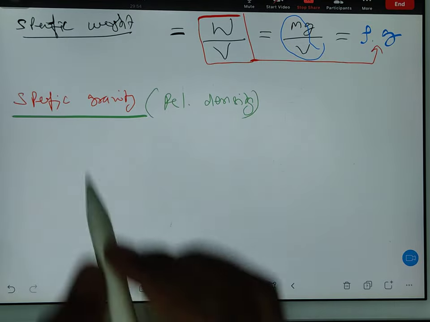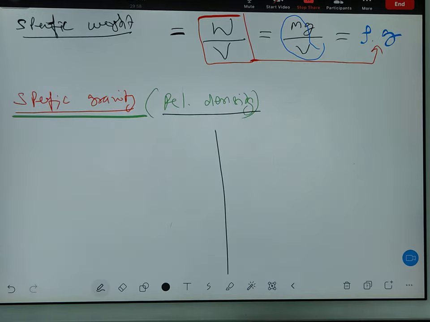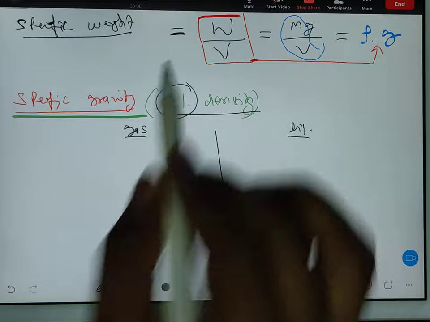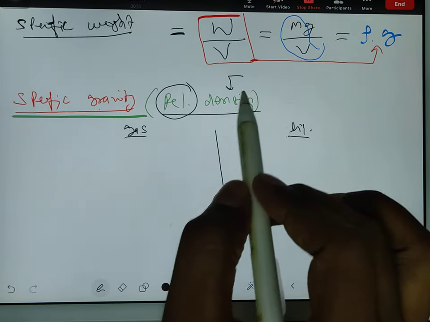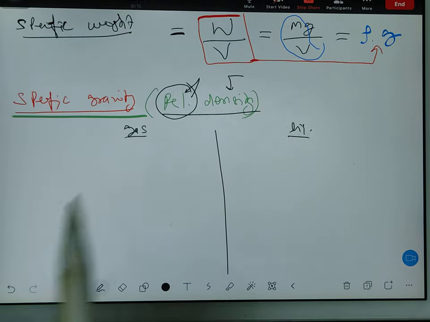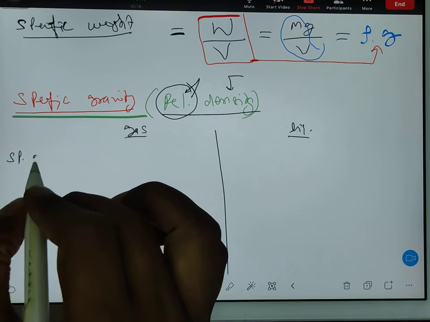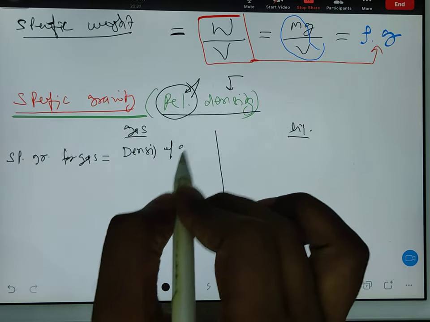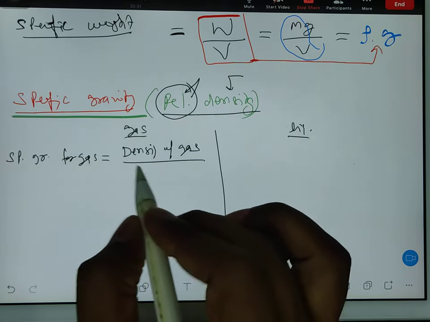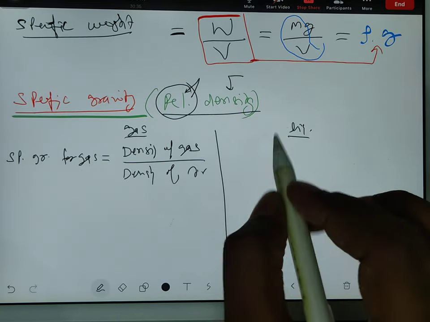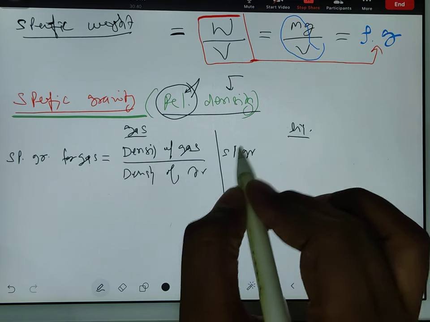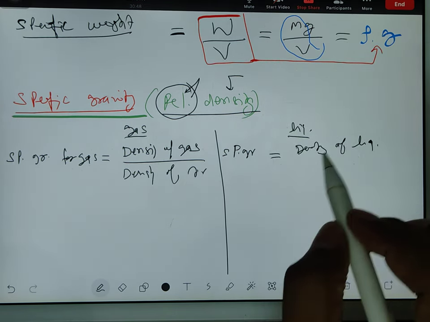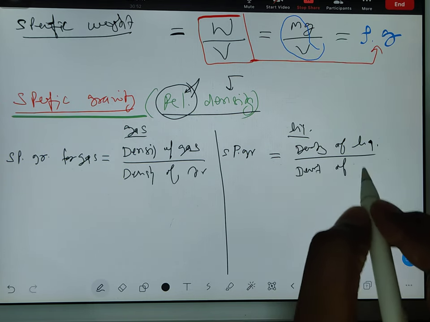Okay, understand what the meaning is. So specific gravity or relative density, we discuss separately for gas and separately for liquid. In case of gases, because it is relative, it means relative density, meaning density of a gas with respect to some standard gas. So you can say specific gravity for gas is equal to density of gas divided by density of a standard gas, that is nothing but air. In the same way, in case of liquid, specific gravity, or relative density for liquid, is nothing but density of liquid divided by density of water. Okay.